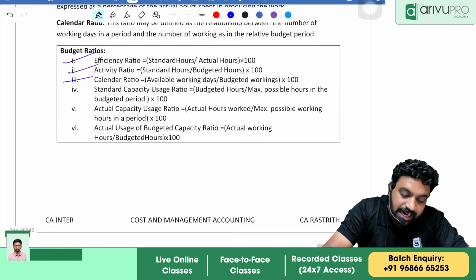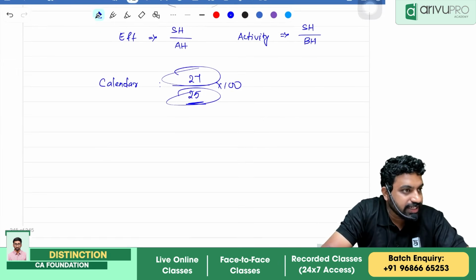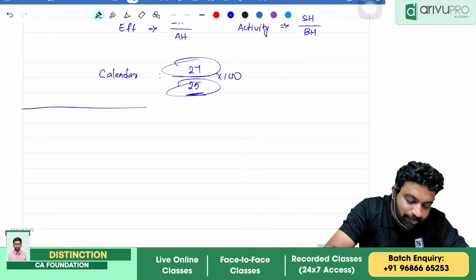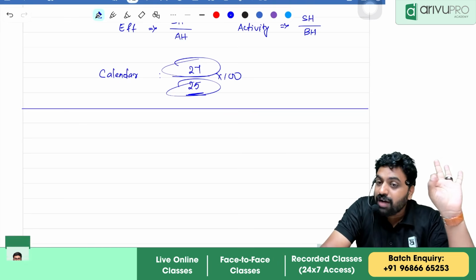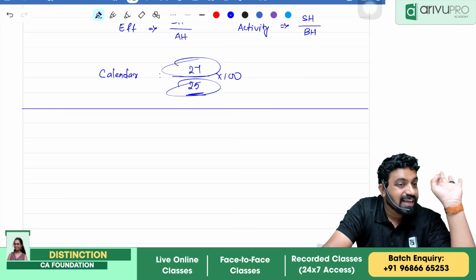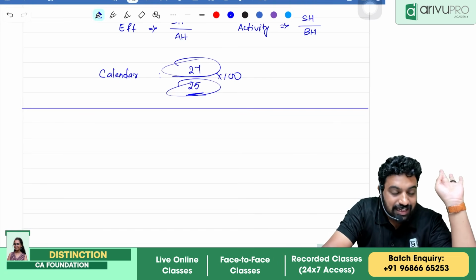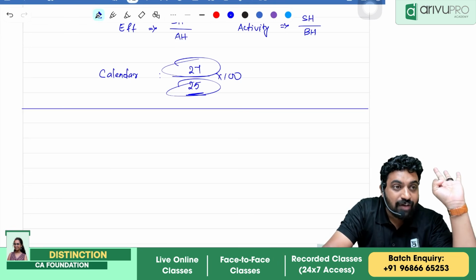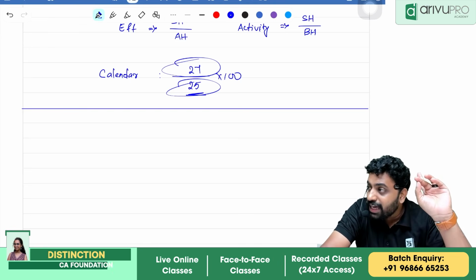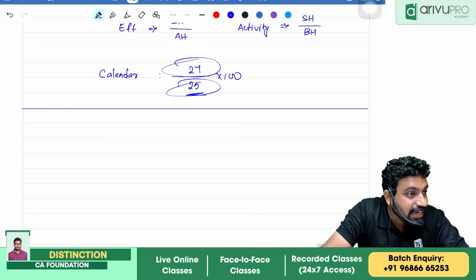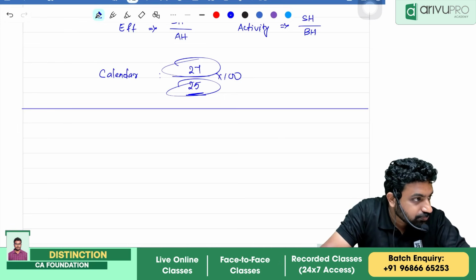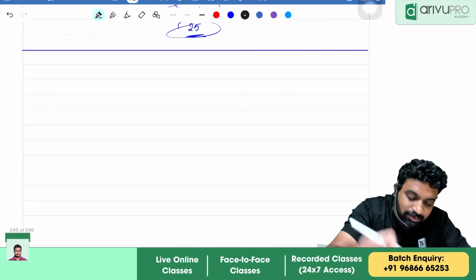Next, standard capacity usage ratio. What is the standard capacity usage ratio, sir? Out of the maximum available hours, I am not telling budgeted hours, out of the maximum available hours, how many hours we are budgeting to work, that we call the standard usage of capacity ratio. What is that maximum hours, sir?